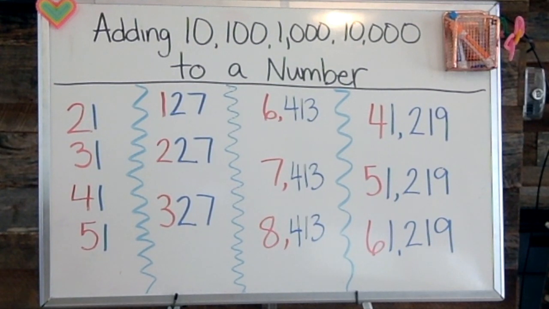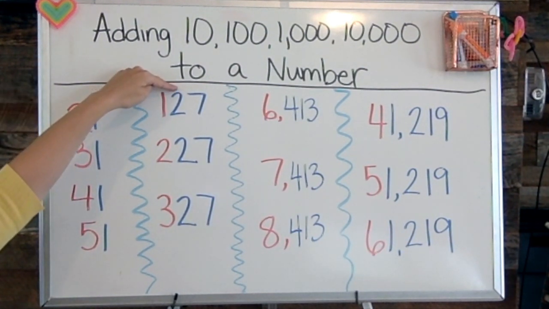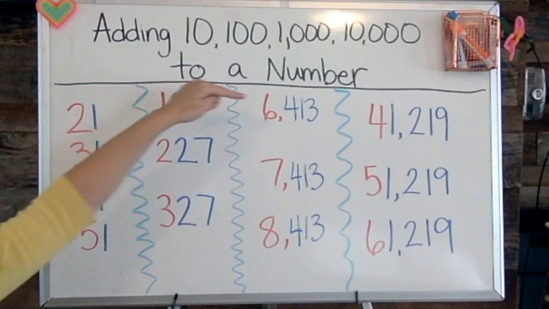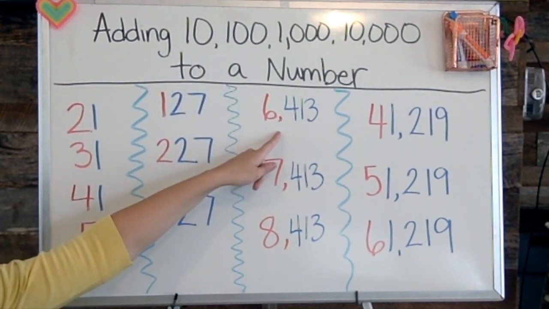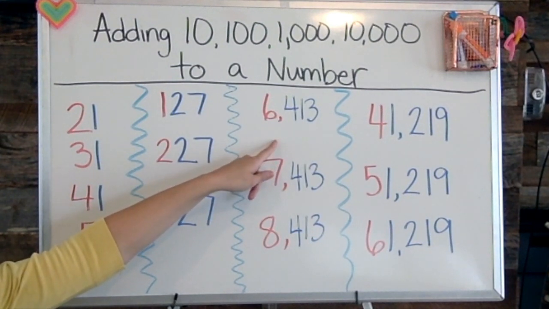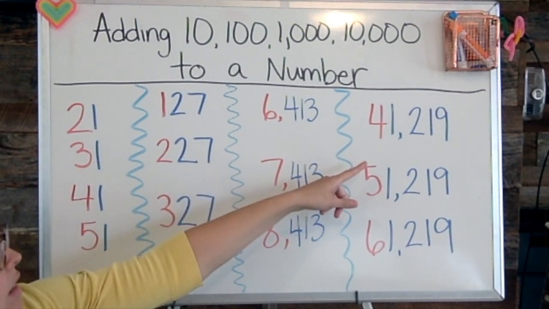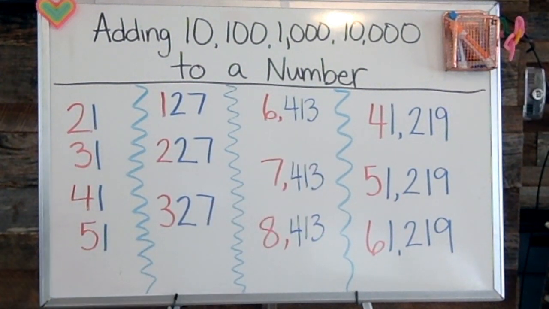You're not going to need to use a calculator. You won't have to write it out. It'll be very, very easy because you guys know how to count by ones. And that's all you need to know, place value and counting by ones, to add 10, 100, 1,000, or 10,000 to a number. So here we have this column right here. I'm going to show you how to add 10 to a number very easily. This column right here, I'm going to show you how to add 100 to a number very easily. This column right here, I'm going to show you how to add 1,000 to a number very easily. And then here in this column, I'm going to show you how to add 10,000 to a number very easily.